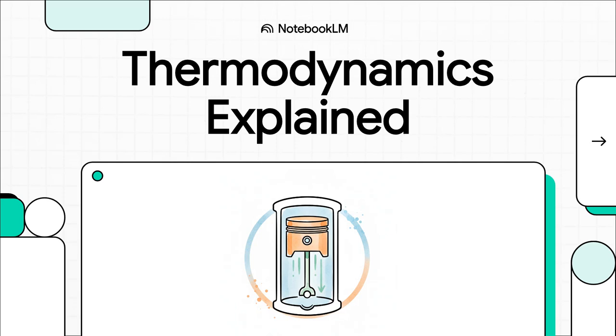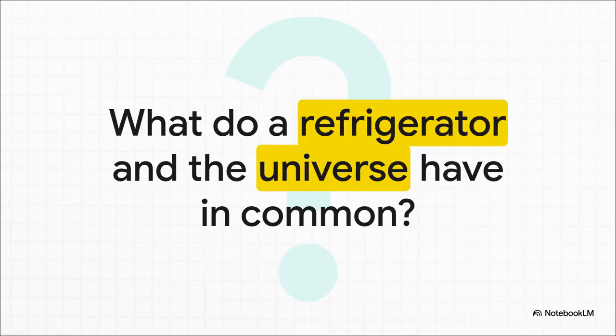Welcome to The Explainer. Today, we're diving into thermodynamics, the science of heat, work, and energy. It's basically the rulebook for, well, for everything. So here's a question for you. What do a refrigerator, a car engine, and the entire universe have in common?